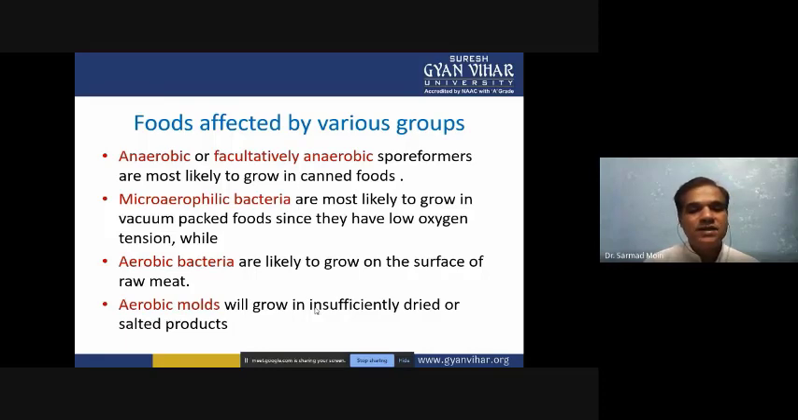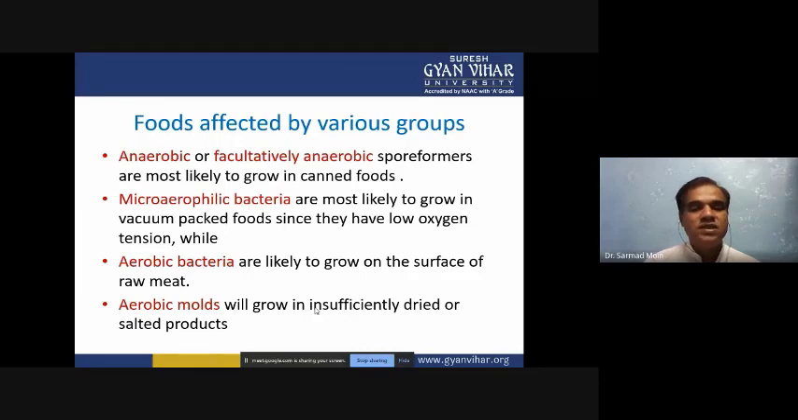Then aerobic bacteria grow in open environments because they require more oxygen, and many types of food material are spoiled because we keep food material in the open environment. So these aerobic bacteria can grow and spoil the food material.